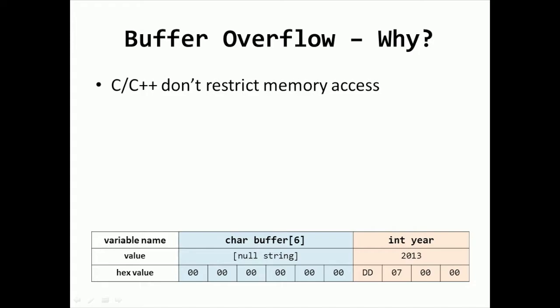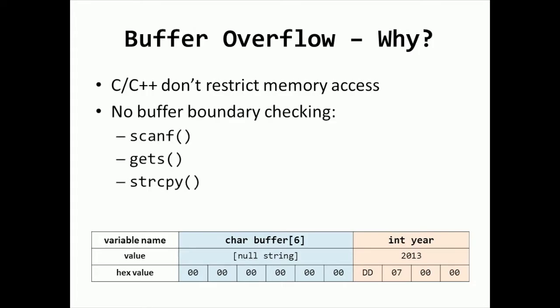C and C++ provide no inherent built-in protection against accessing data in any part of memory. As a result, library functions such as scanf, gets, strcpy, strcat don't actually check that the size of data they're writing is within the boundaries of the destination string. When a buffer is overrun, the memory adjacent to the buffer is overwritten.